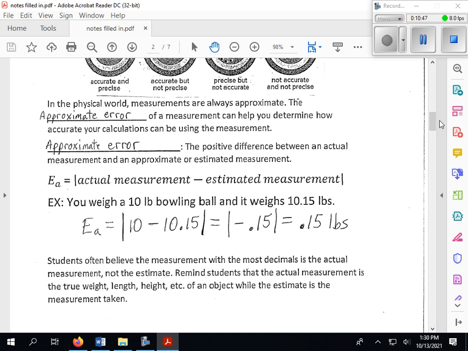In the physical world, measurements are always approximate. You can't measure anything and be exact. There's just absolutely no way.